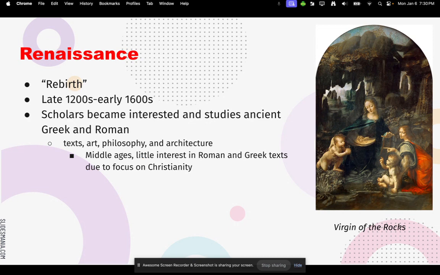The reason for this is because Roman Greeks believed in the Greek and Roman gods, and the Middle Ages was all about Christianity. Everything was Christianity. So there was no real need to research the Roman Greek text.